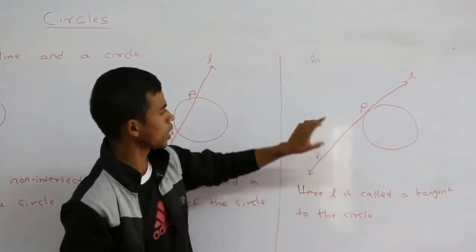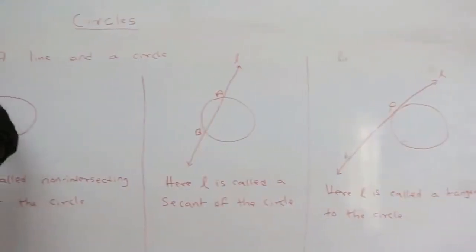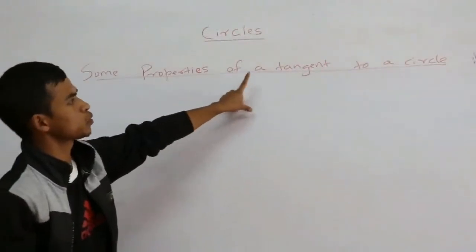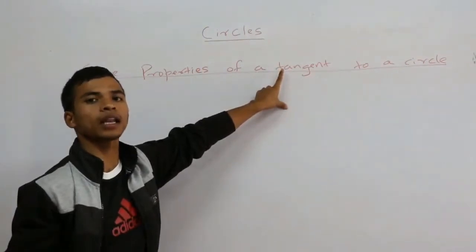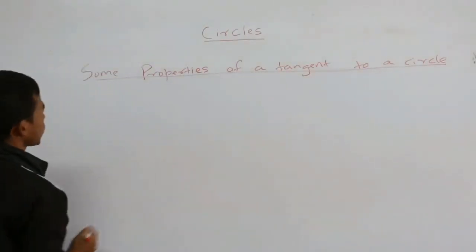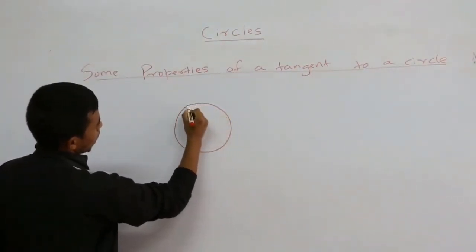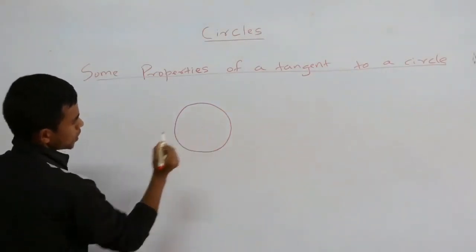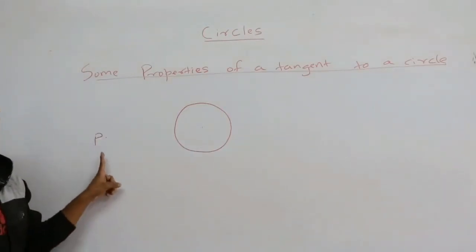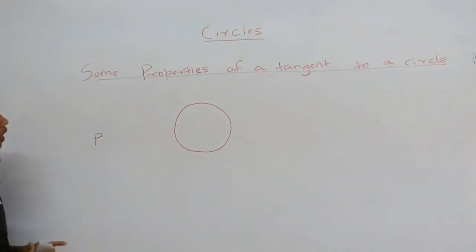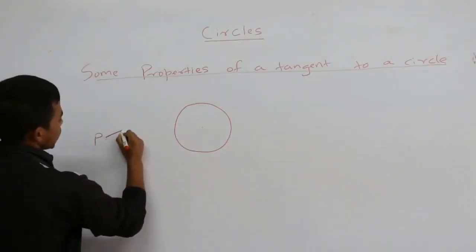Let us have a look at some properties of a tangent to a circle. We know that a tangent is a line which touches the circle at exactly 1 point. Now, first of all, let us consider this circle, and suppose this is the center, and we take any point which is lying outside the circle. Let us draw all possible lines that will intersect this circle.